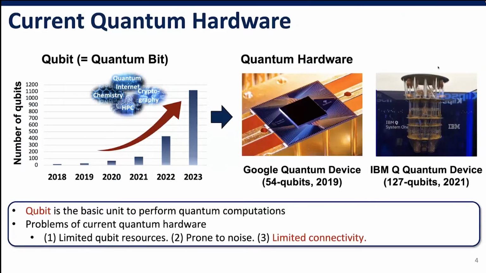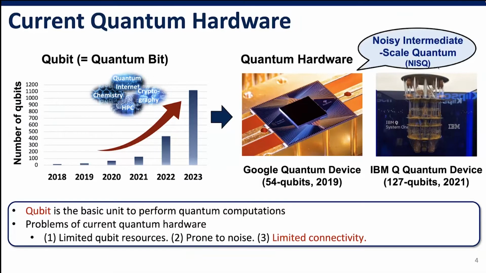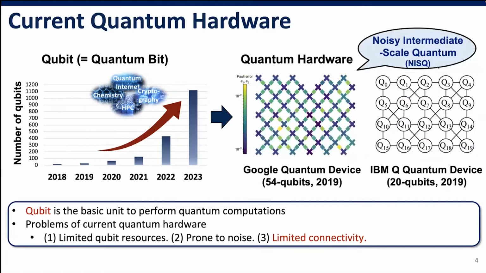However, the current quantum hardware is called noisy intermediate-scale quantum devices. As the name implies, the current hardware has limited qubit resources and is prone to noise. Moreover, the schematic of the hardware shows the limited connectivity between qubits. In this work, we focus on the connectivity problem in executing quantum circuits.